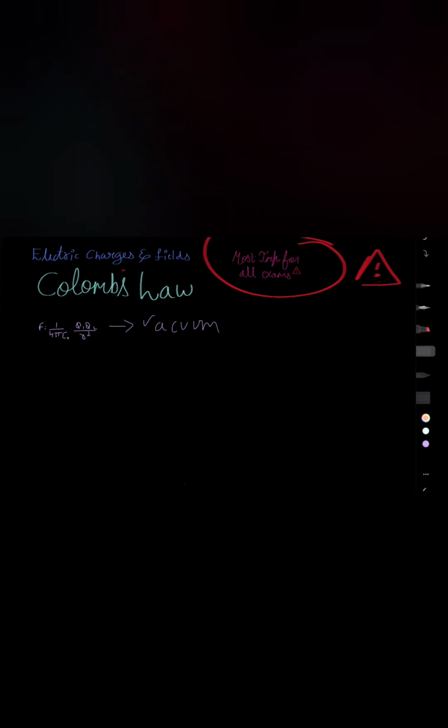So the earlier formula is applied only for vacuum. Now what if they have given any other medium like H2O, PVC, or whatever? There is the concept of permittivity of vacuum and relative permittivity. We will see how it is expressed with respect to H2O. Here relative permittivity is equal to the permittivity of the medium with respect to epsilon naught.